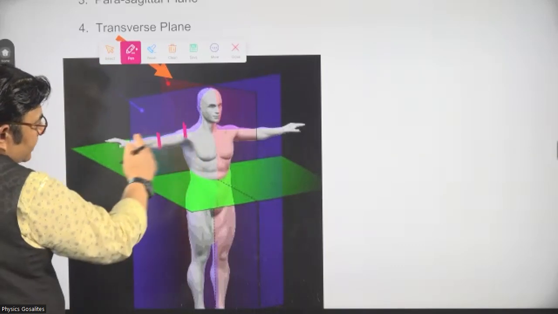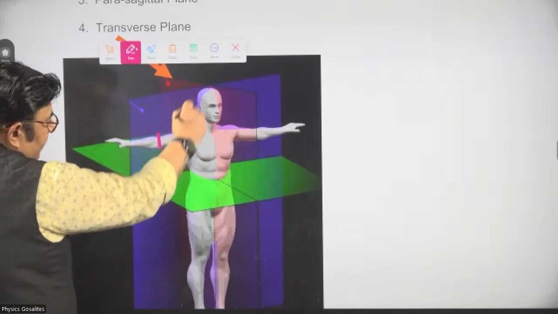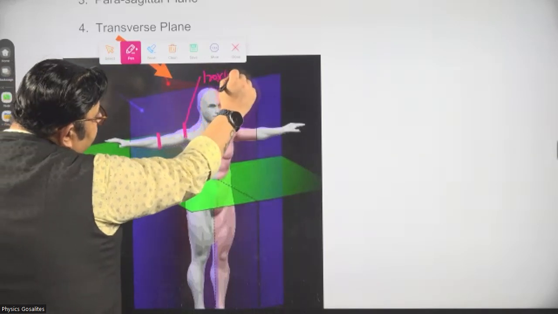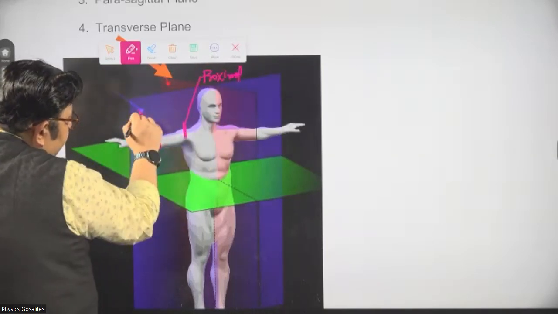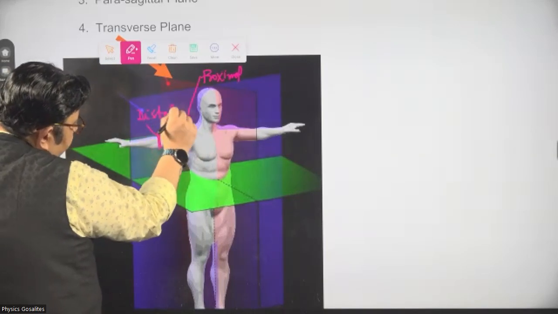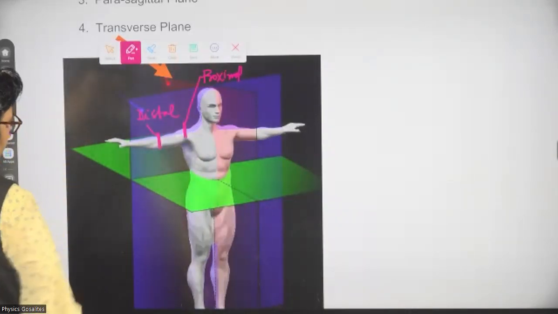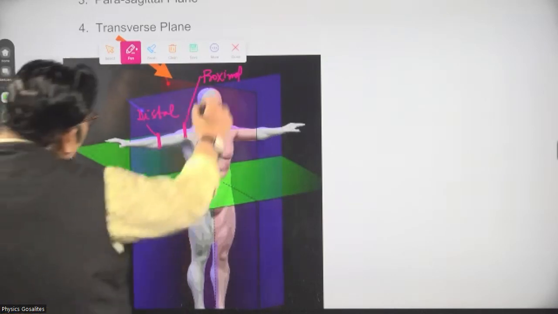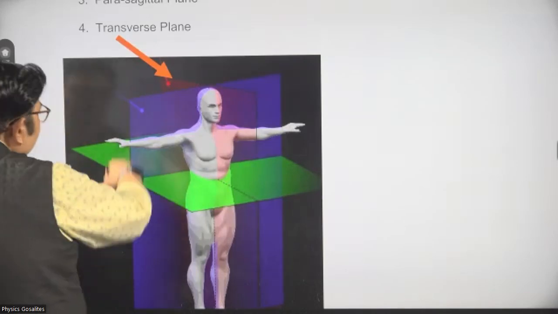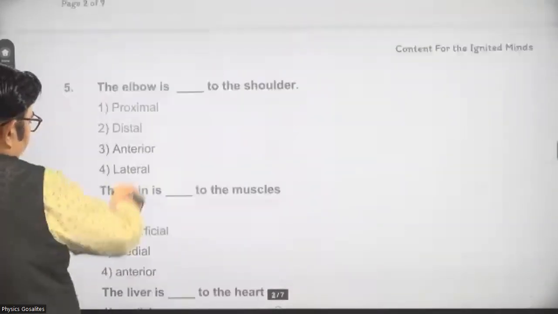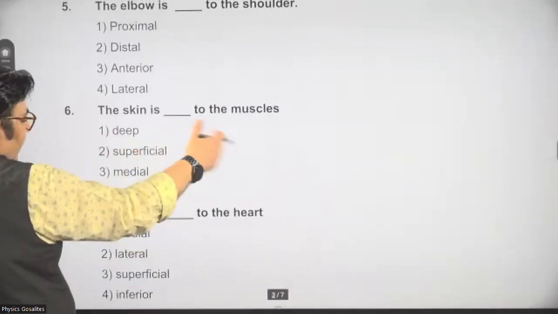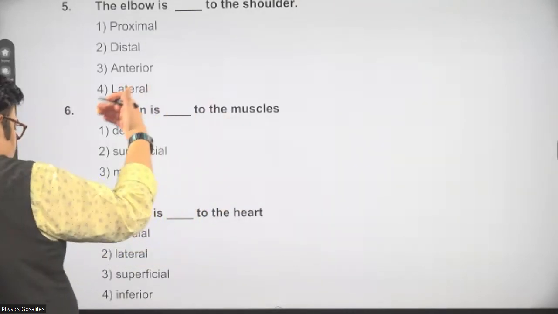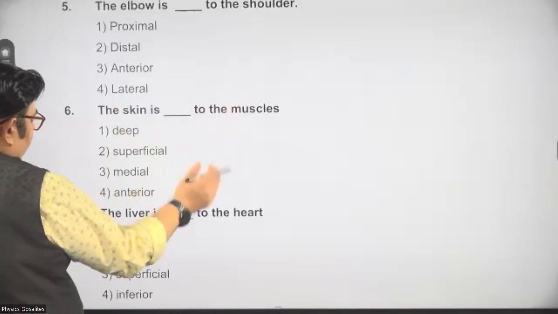So which is closer? This one is closer, so we can say this is proximal, and this one is distal. Makes sense? Okay, I hope this much is clear, proximal, distal. Most of you have given the correct answer in this question. Some of you have given some other answer, but from a couple of mistakes you will learn not to repeat them.